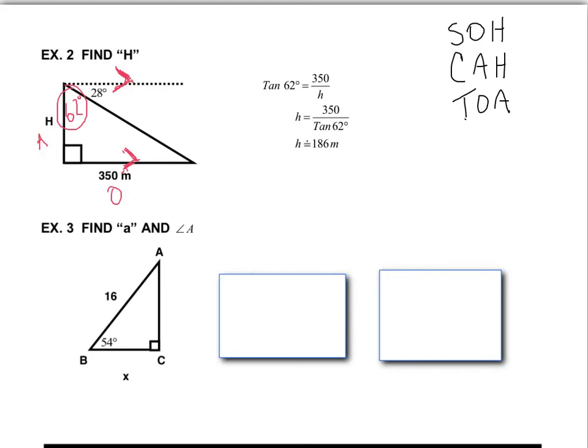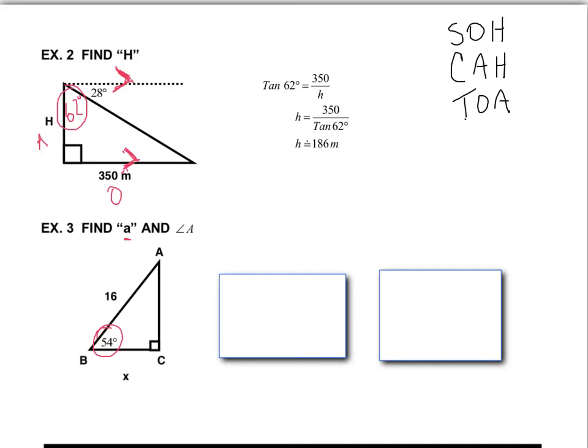Moving to the next one, they gave us the angle of 54 degrees, so we circle that one. They're asking us to find little a. So little a is actually labeled here with an X across from our capital letter angle. We label angles with capital letters and go straight across. That'll be our lowercase side, little a, but they labeled it as an X for us.